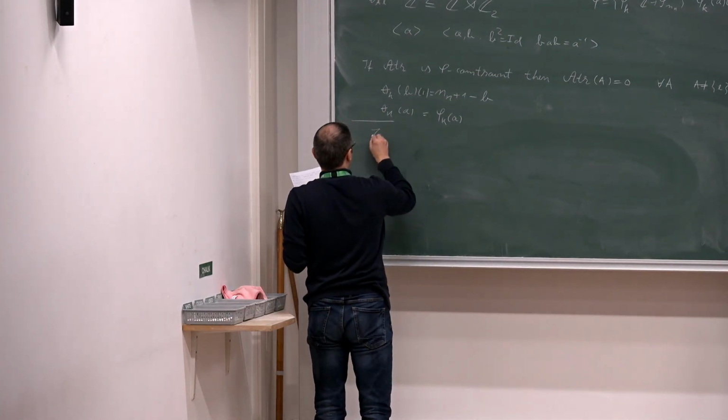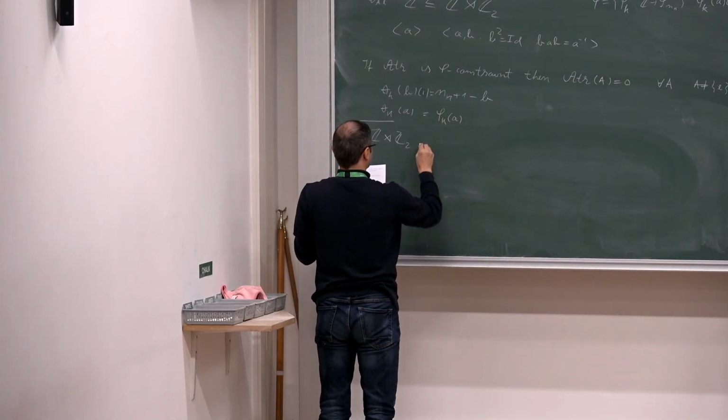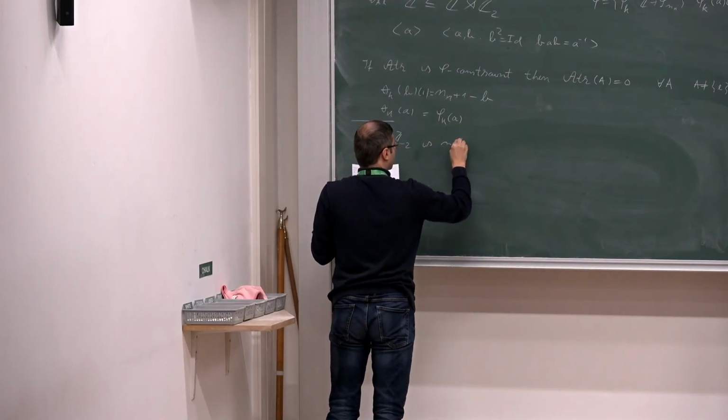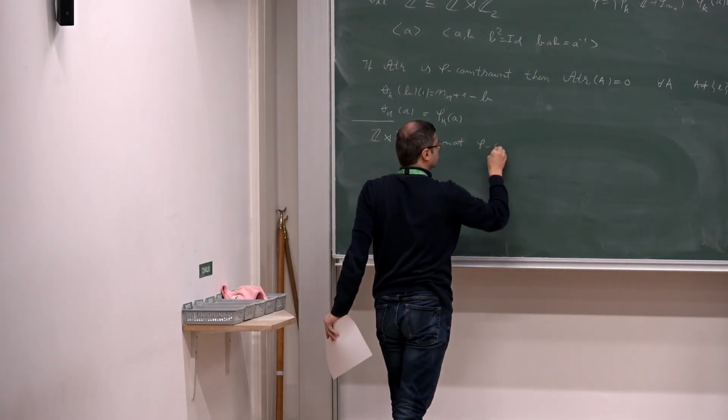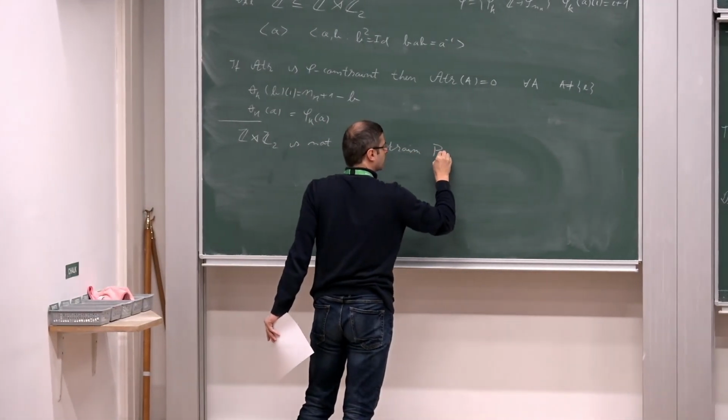The second thing is that Z is not phi-constrained stable.